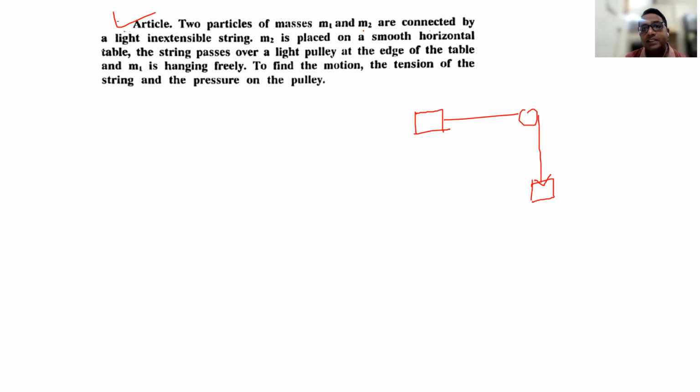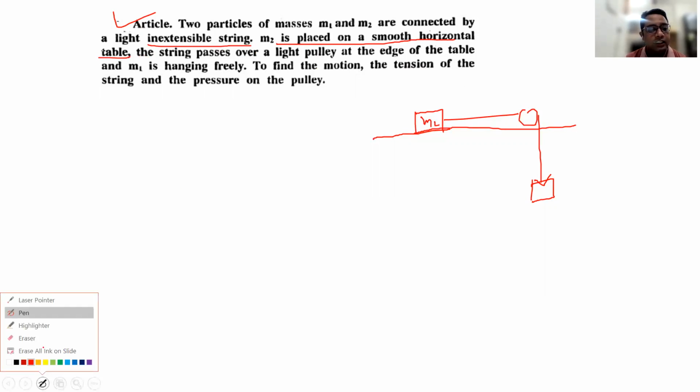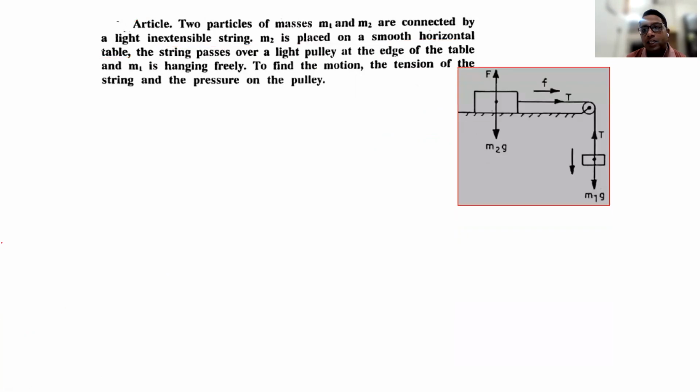Two particles of masses m1 and m2 are connected by a light inextensible string. M2 is placed on a smooth horizontal table. So the mass m2 is placed on the table, the horizontal table. And the string passes over a light pulley at the edge of the table. So this is the diagram. This is the mass m2 and this is the pulley which is placed on the edge of the table.